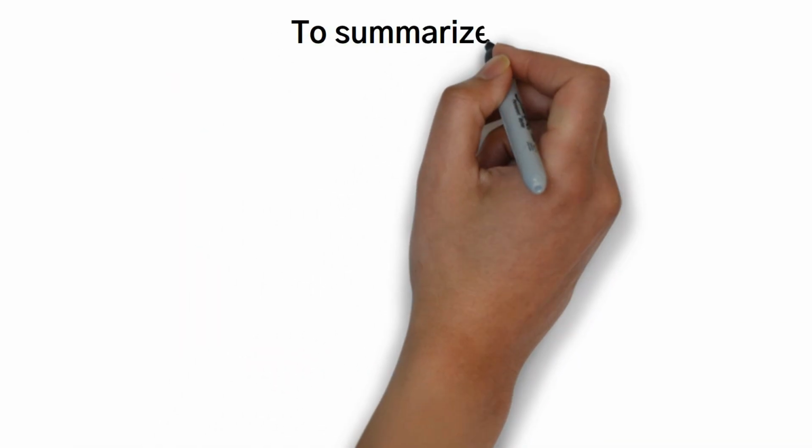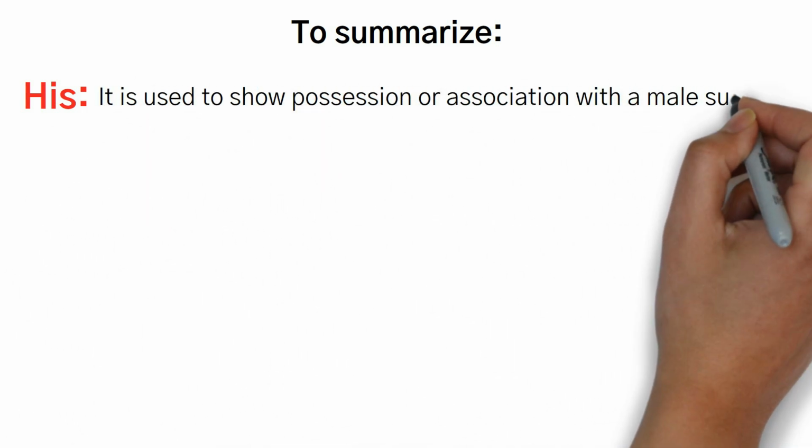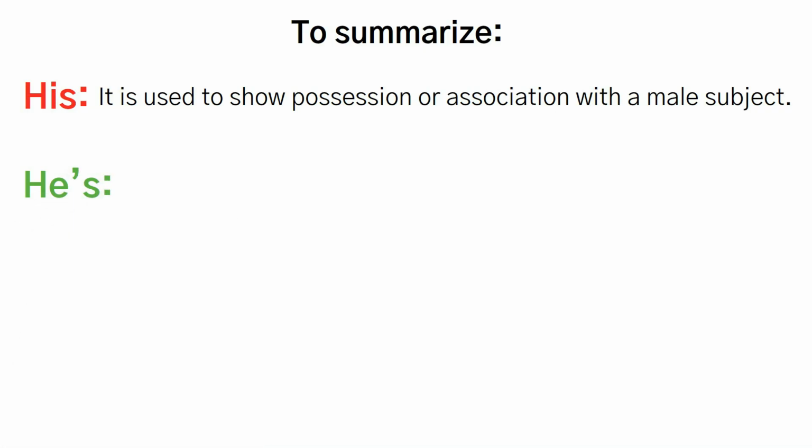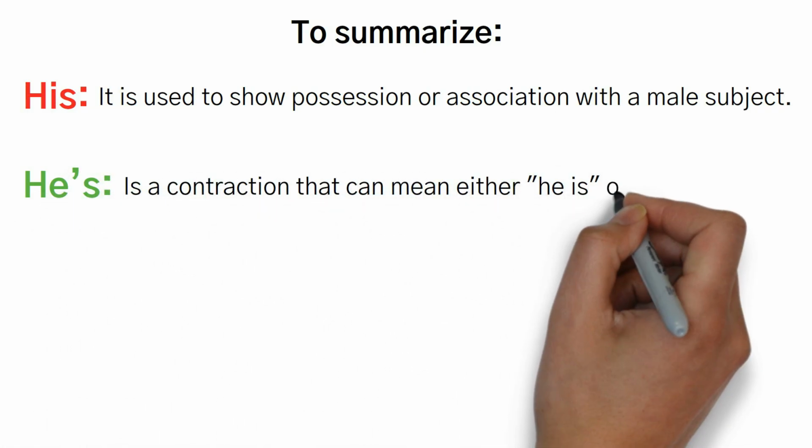To summarize, his is used to show possession or association with the male subject. He's is a contraction that can mean either he is or he has.